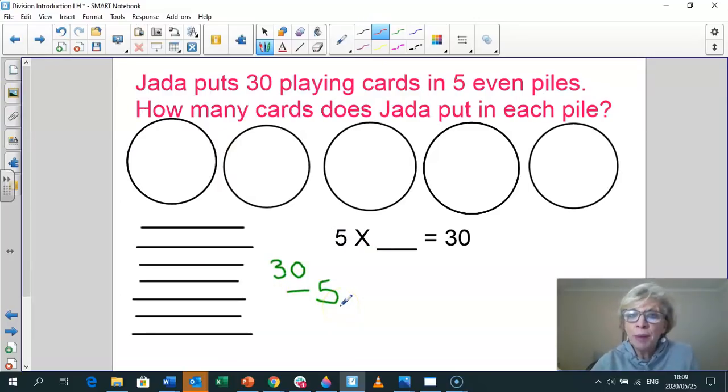Jada puts 30 playing cards in 5 even piles. How many cards does Jada put in each pile? I'm going to go again with my building of an array. So what I do, I have to take 5. So it's my word problem here, my number statement, using my division sign: 30 divided by 5 equals.